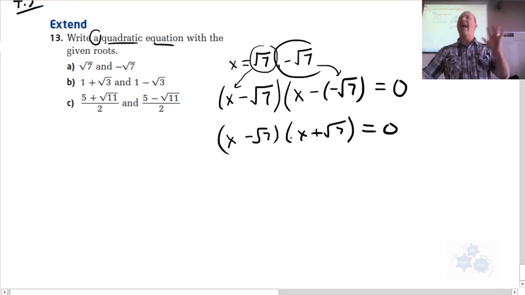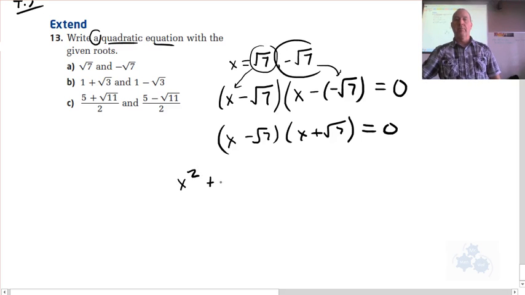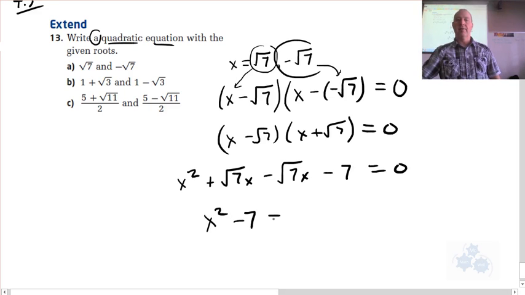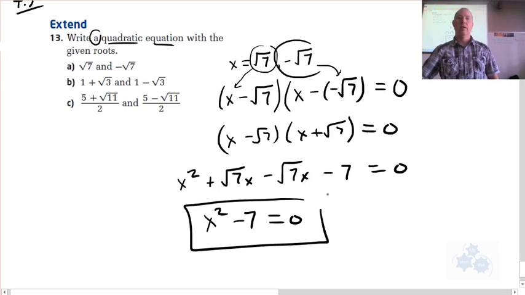So don't need to worry about an a value or anything. Just start here, put them into the factors. Now you expand, and then you can get your equation. So you just expand now, do the FOIL method. So here's x squared plus root 7x minus root 7x. And then this is going to be minus root 7 times root 7, which is just 7. So that's going to be x squared minus 7 equals 0. It's going to be very similar for the other ones.